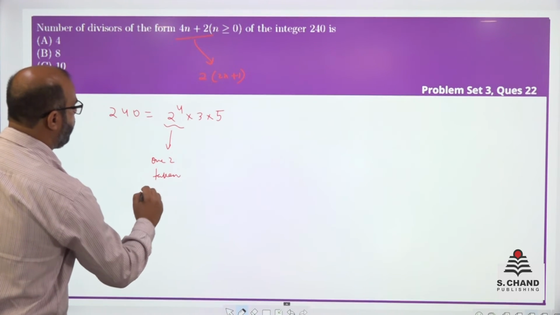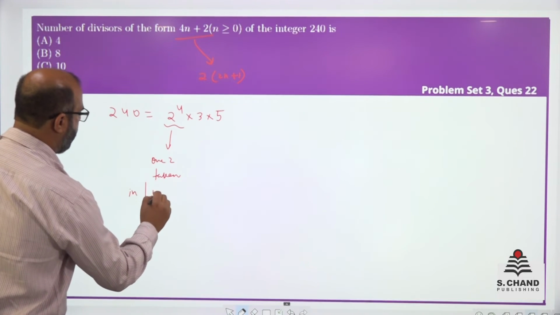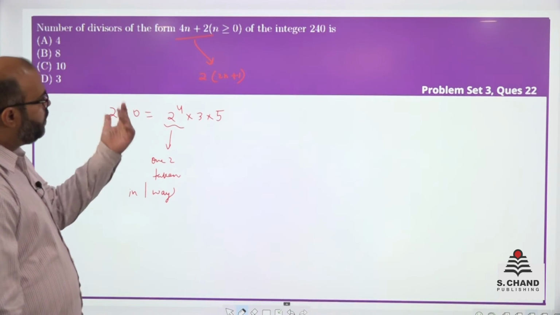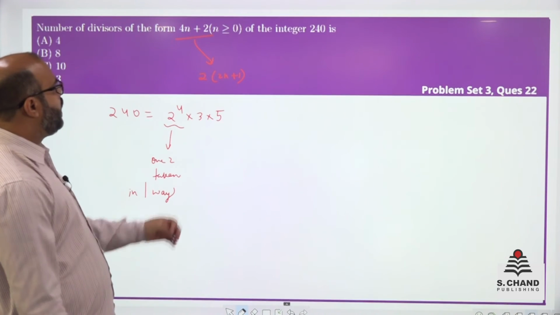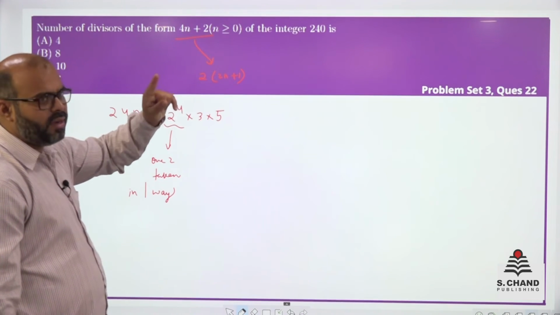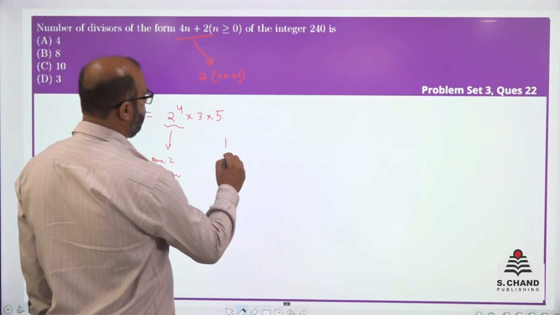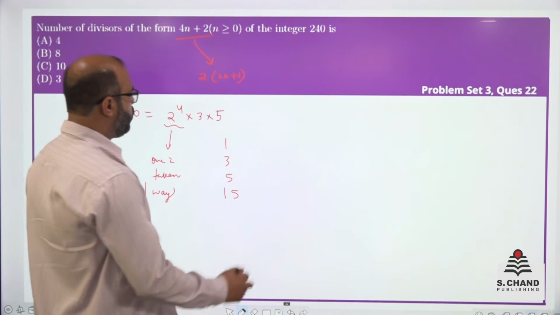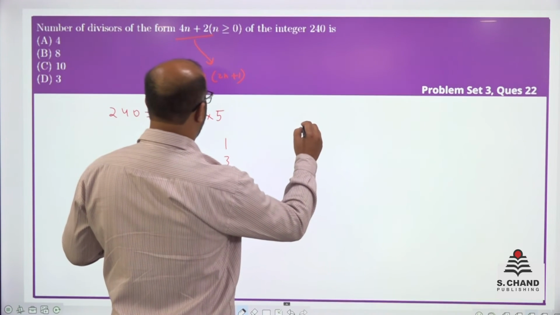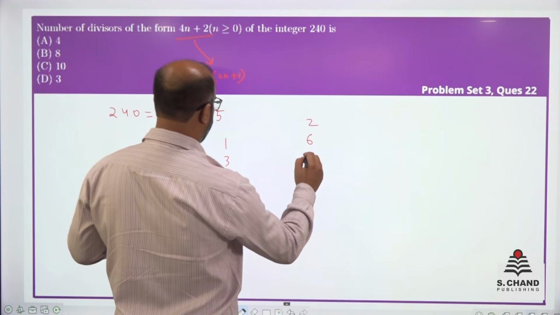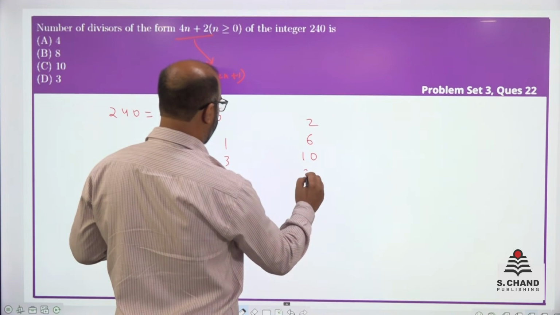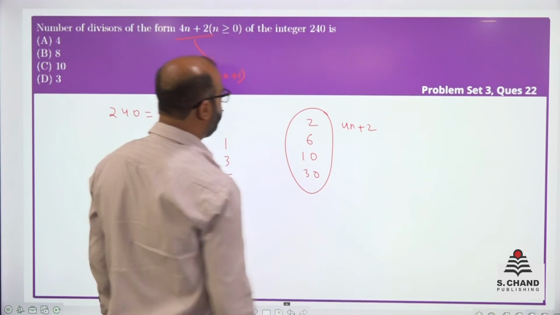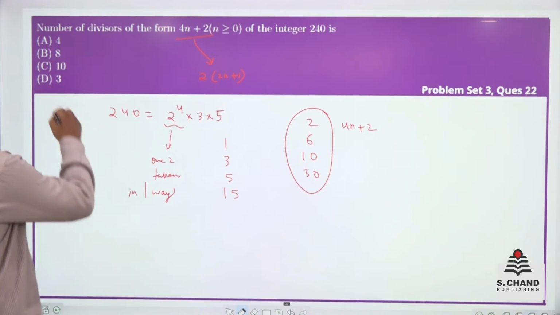and that can be taken in one way. Any one 2 you take, all 2s are similar. And the rest, 2n plus 1, is an odd number, and that starts for n equal to 0, that is 1. So you can take 1, 3, 5 or 15, any of these 4 odd numbers. So the numbers could be 2, 6, 10, 30. These are the numbers of the form 4n plus 2. And how many such numbers are there? 4 such numbers are there.